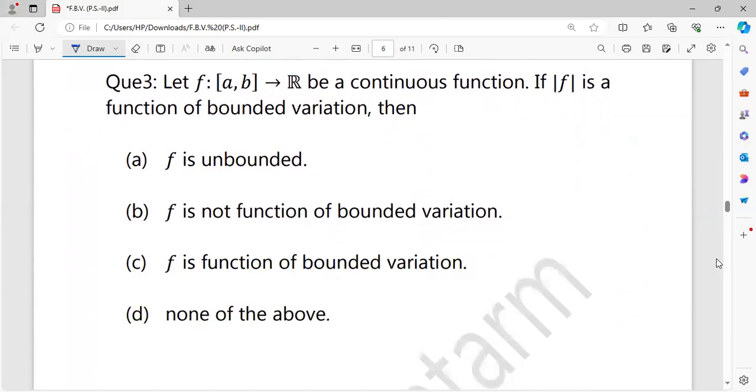If f is a continuous function and mod f is a function of bounded variation, then option A: f is unbounded. Every continuous function on a closed and bounded interval is bounded, so option A cannot be correct. Option B: f is not a function of bounded variation. C: f is a function of bounded variation. D is none of the above. Let's check it.